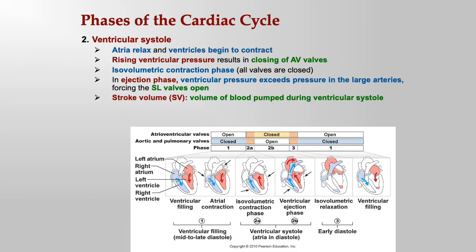Stroke volume is the volume of blood pumped during ventricular systole. Remember we had end diastolic volume. That was the full amount, when the heart was completely full. Now the stroke volume is how much of that we pump out. And you're thinking, wait a minute, don't we pump it all out? No, under normal circumstances we don't.